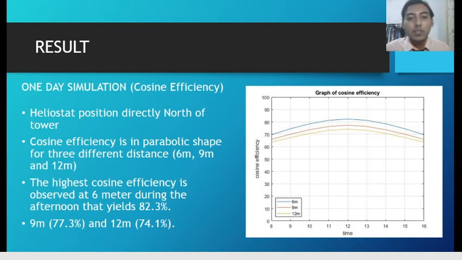For the 1 day simulation, you can see that the cosine efficiency is in a parabolic shape for 3 different distances: 6 meter, 9 meter and 12 meter. The highest cosine efficiency can be observed at 6 meter in the afternoon, at 12 p.m., which yields a value of 82.3%. 9 meter gives a value of 77.3% and 12 meter 74.1%.